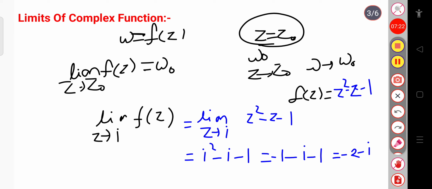So, this is called the limit of the function. This is an example of the limit of a complex function. It means that except at z equal to i, at this point the function is not defined, but when z approaches i, at every point near to i this value exists, except this point i. Except this point i, the value does not exist.